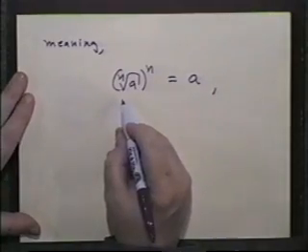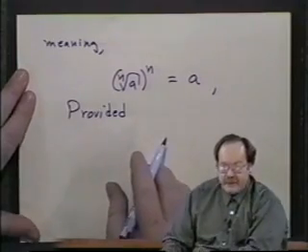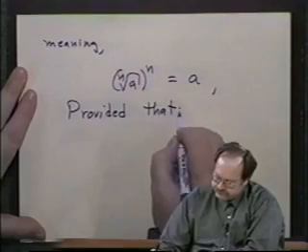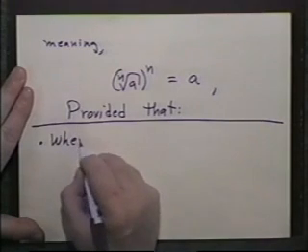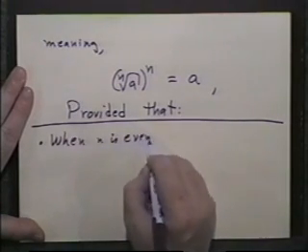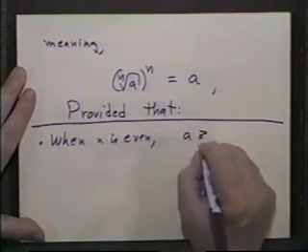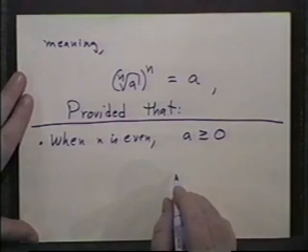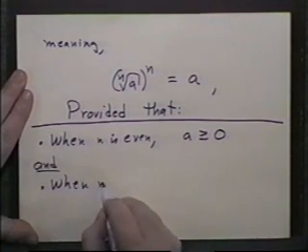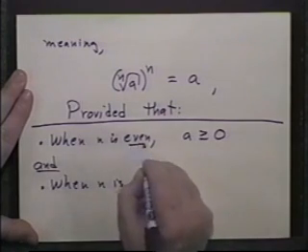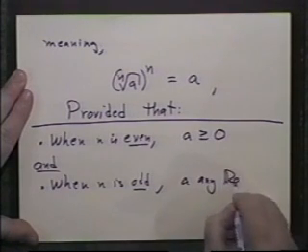Now, there's a little proviso here that we need to take into account. This will lead us to a later part of the course, so it's nice to put this in now. Provided that the following situation holds. When n is even, so we're talking about an even power here, or an even root, when n is an even number, a must be greater than or equal to 0. It must be positive or 0. And when n is odd, there is no such restriction. So even has this restriction, odd, a is any real number.